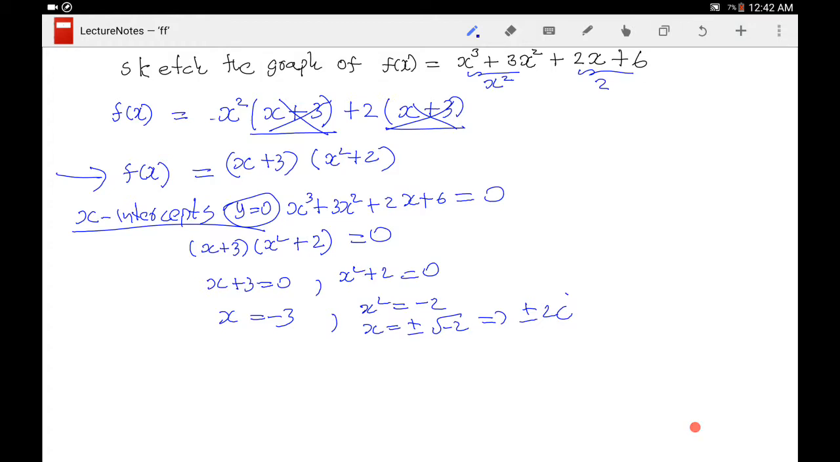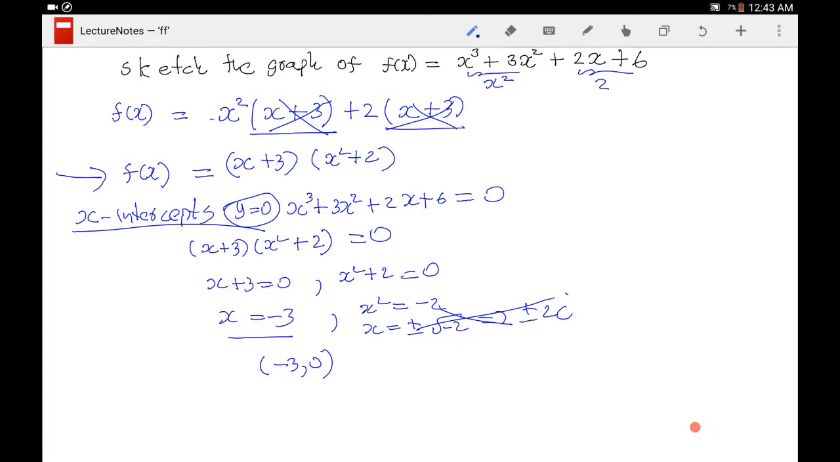So for the graphs, we are not considering complex roots, because we draw the graphs only using real roots. Here I got only one x value, x equals negative 3. Actually I get 3 values, but 2 of them I will not consider as x-intercepts, because we draw using real numbers. The x-intercept was given by y equals 0, so I get only one x-intercept at x equals negative 3, because the other two are complex numbers.